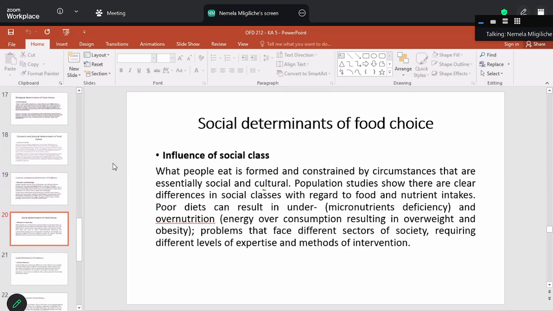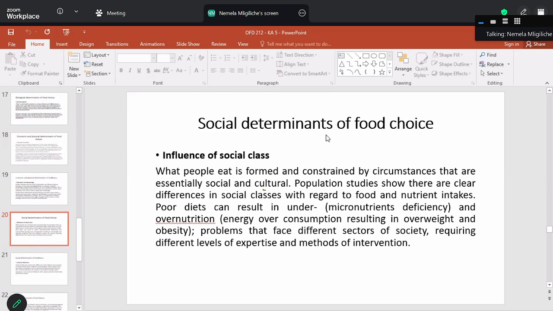Influence of social class in determining food choice. We know that in a society we've got different social classes, and everyone fits in one of these social classes. So there's high, moderate, and low classes.